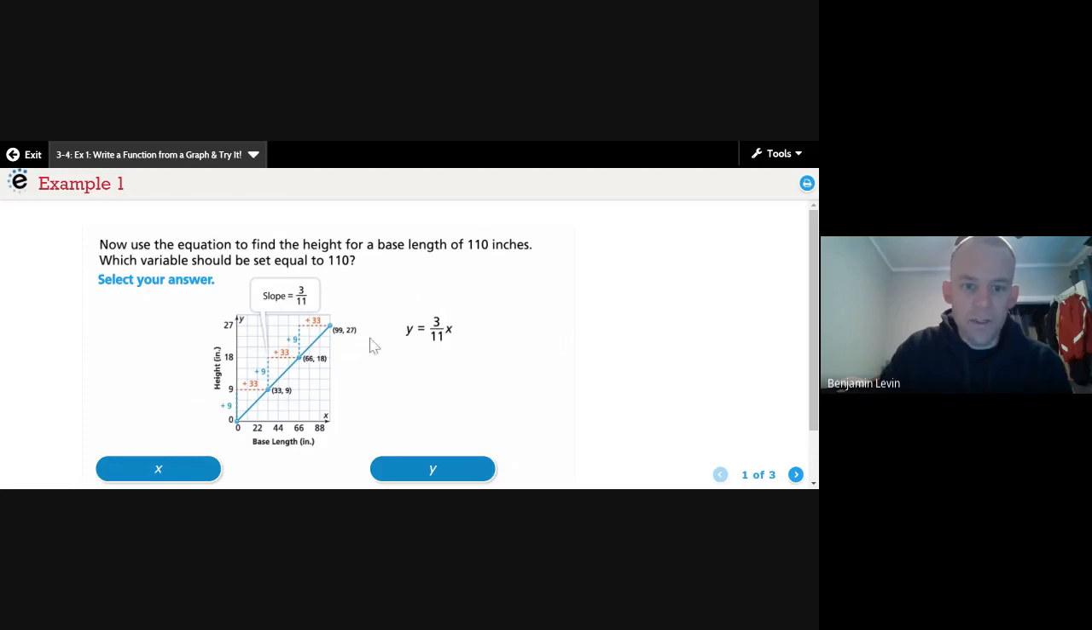So which one of these variables is it, y or x, the base length? It tells us the base length is 110. Is y the base length or is x the base length? Look at the graph and find out right here, like these two axes, right? One of them is the y-axis, one of them is the x-axis. Which is the height and which is the base length? Let's look at that, because it says the base length is 110. So is y the base length or is x the base length? What do you guys think?